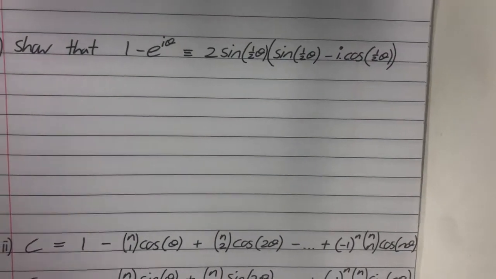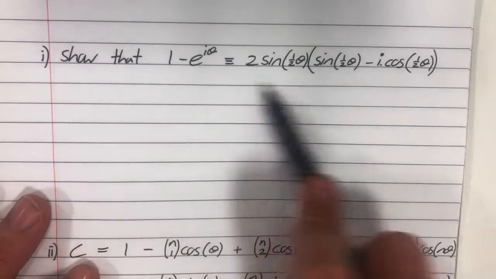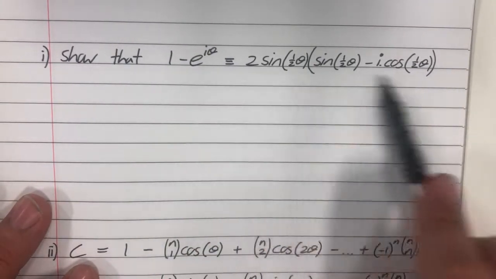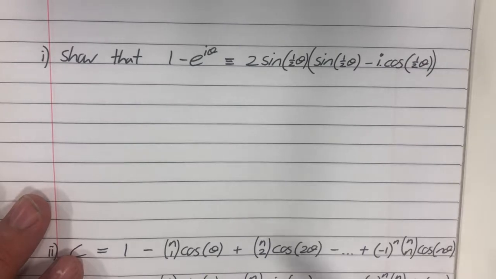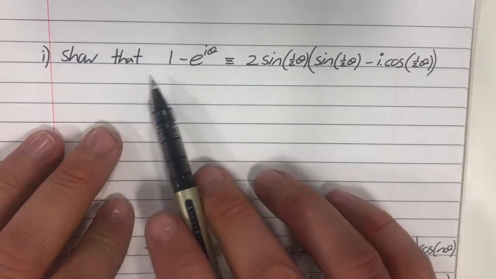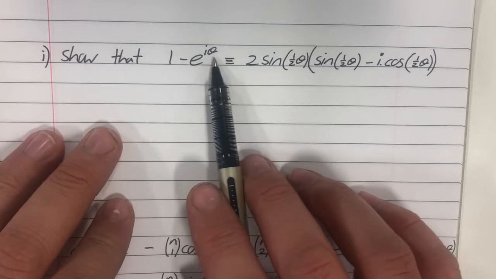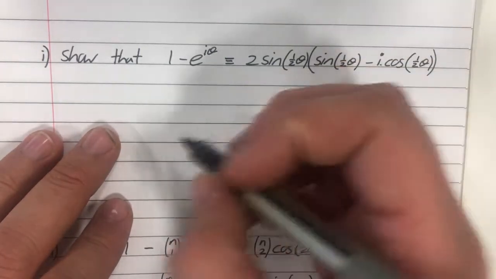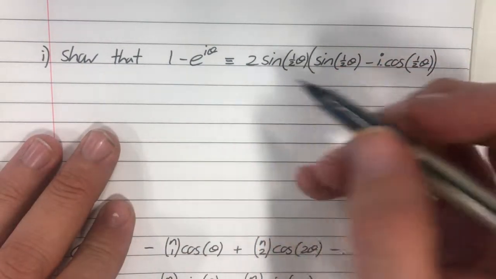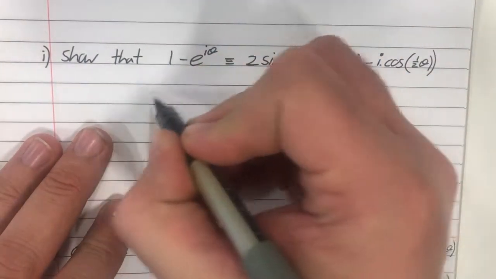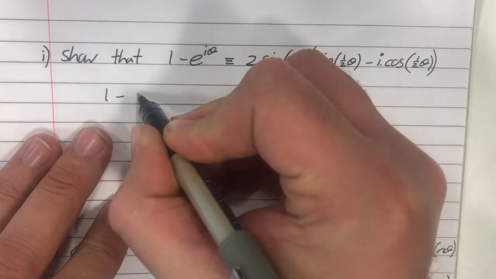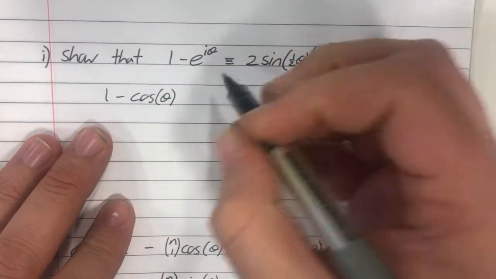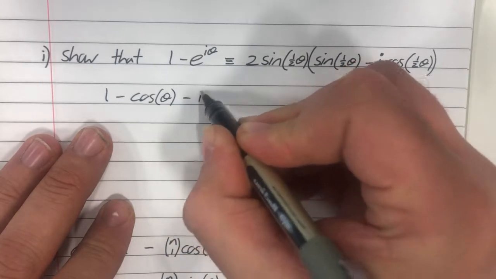Do have a little bit of a harder question as well. So again, the format is very similar. You start with a show that part of the question, and if you can't do that, you can still use this result in here. So in this case, it's now show that 1 minus e to the i theta is identical to this thing. And I'm going to do it slightly differently this time. I'm going to say this is 1 minus cos of theta minus i times sine of theta.